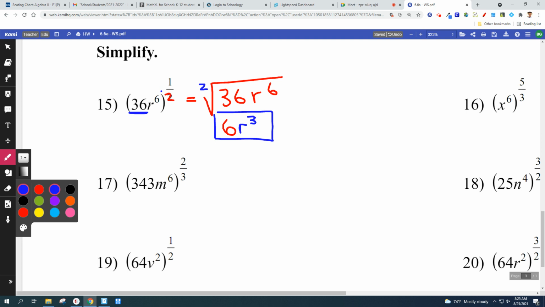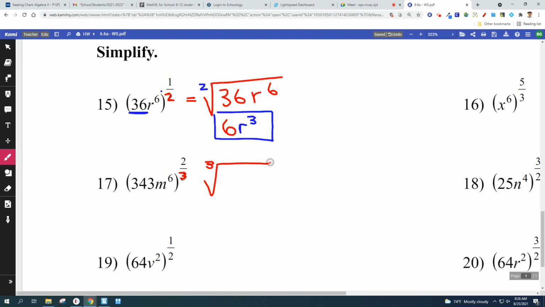Okay, so look at 17. I've got a denominator 3, so that's my root index. Third root of 343m to the sixth, squared.